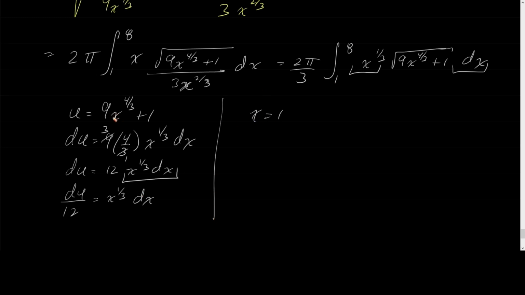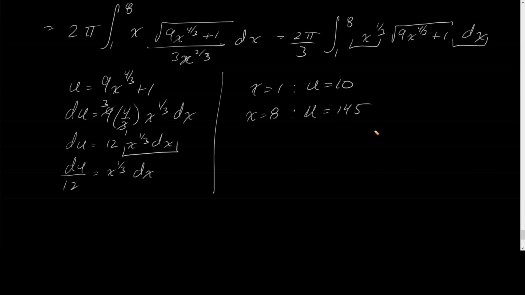All right, let's change our bounds. When x equals 1, 1 to the 4/3 is 1. 1 times 9 is 9. 9 plus 1 is 10. So when x equals 1, u is 10. When x equals 8, 8 to the 4/3 is really 8 to the 1/3 to the 4th. And 8 to the 1/3 is 2. 2 to the 4th is 16. 16 times 9 is 144, right? 9 times 10 is 90, 9 times 6 is 54, 90 plus 54 is 144. But then 144 plus 1 is 145. So u equals 145.